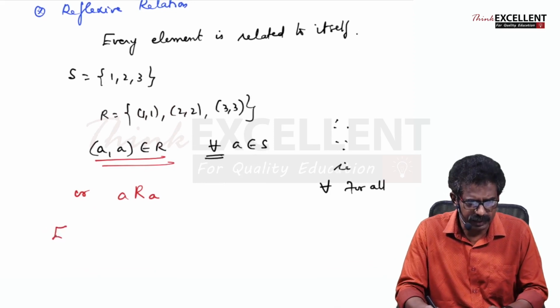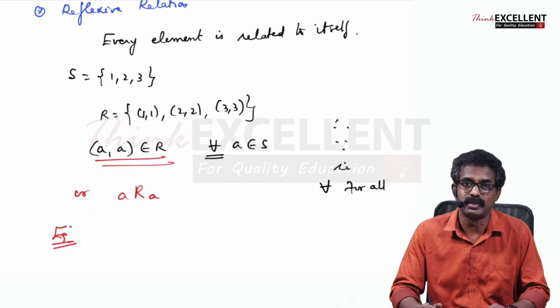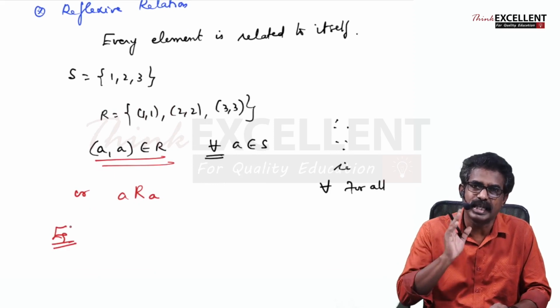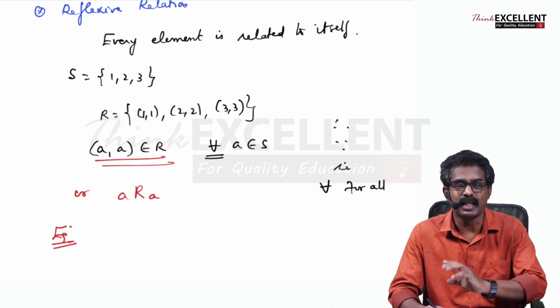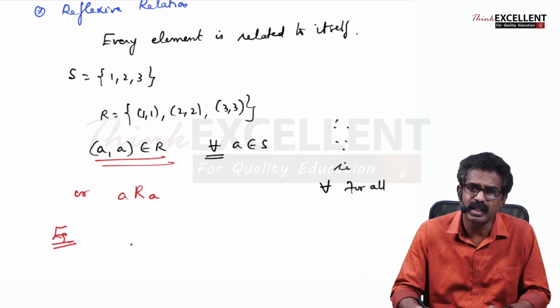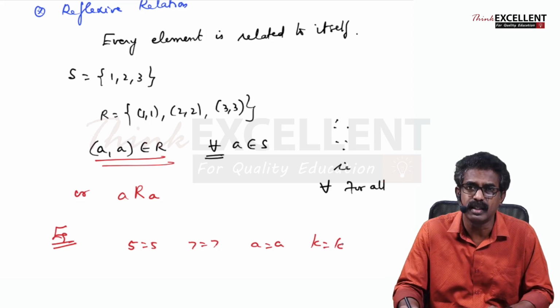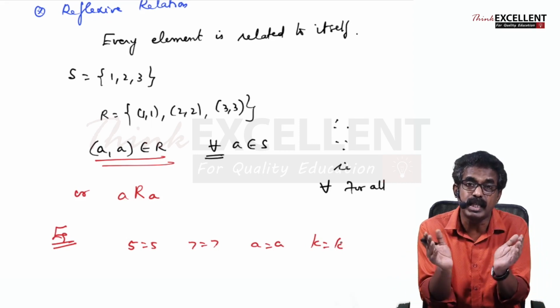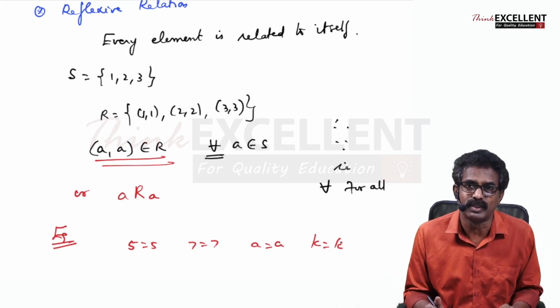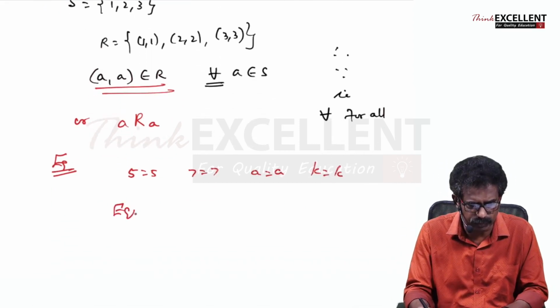If you want, I'll give some examples. So try to understand properly, because then only you can do the sums. Here no formula, nothing. Just you have to think and say. Every element is related to itself. Can you give some example? Equal, you can say. Because every element is equal to that number. 5 is equal to 5. 7 is equal to 7. A equal to A. K equal to K. So equal to is a reflexive relation. It is an equivalence relation.